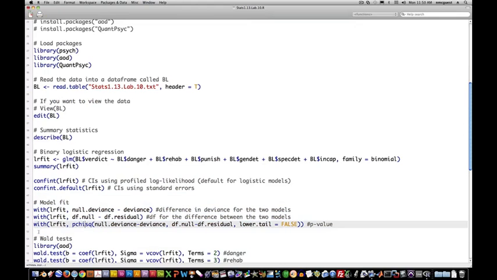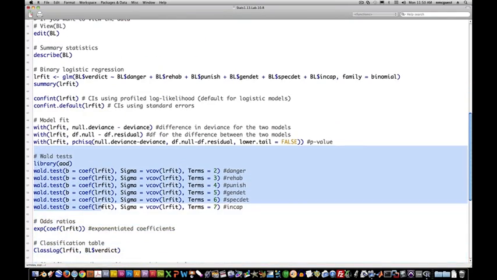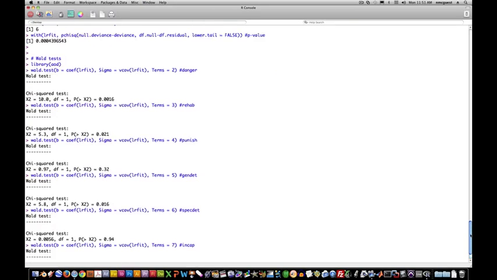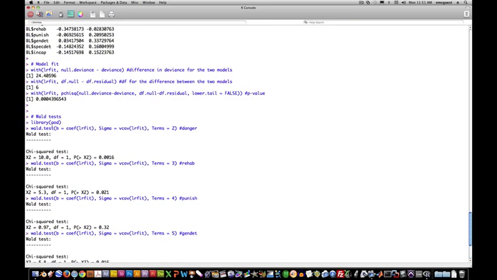We could get Wald tests for each of the coefficients, and that's why we need this library AOD. So let me just run them all together and start at the top. So first, the Wald test for danger. It gives me a chi-square of 10 with 1 degree of freedom, because remember what the Wald test does is it says how much would your chi-square change if you dropped this one predictor.